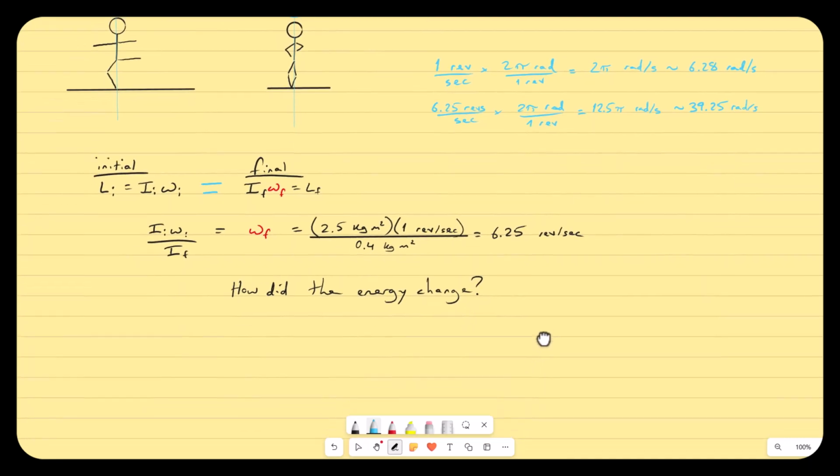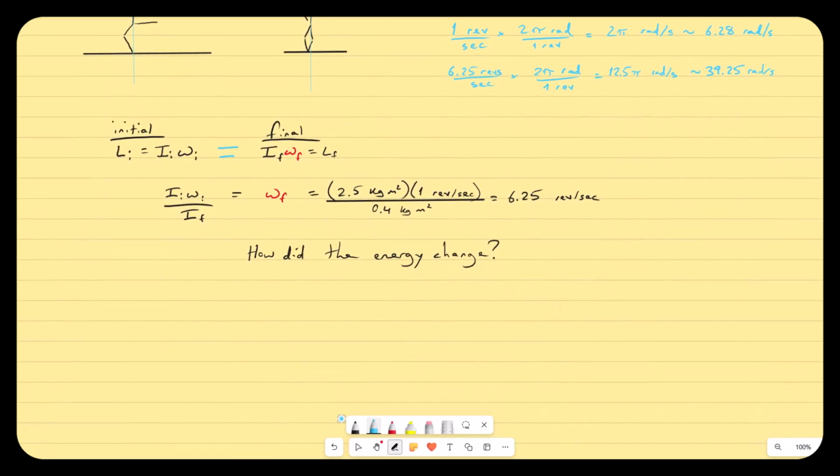So how did the energy change? Well, let's find out. Our initial rotational kinetic energy is going to be half I initial omega initial squared. I can plug in half of 2.5 kilogram meter squared times my 6.28 radians per second squared, and I get 49.3 joules.